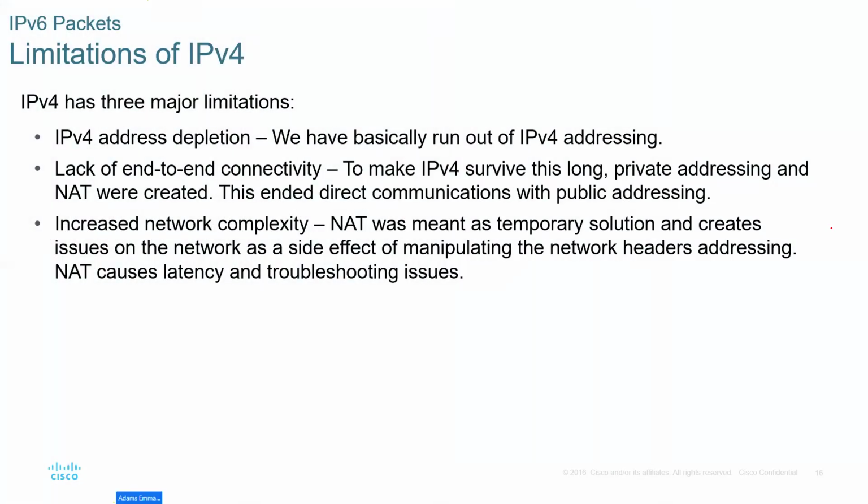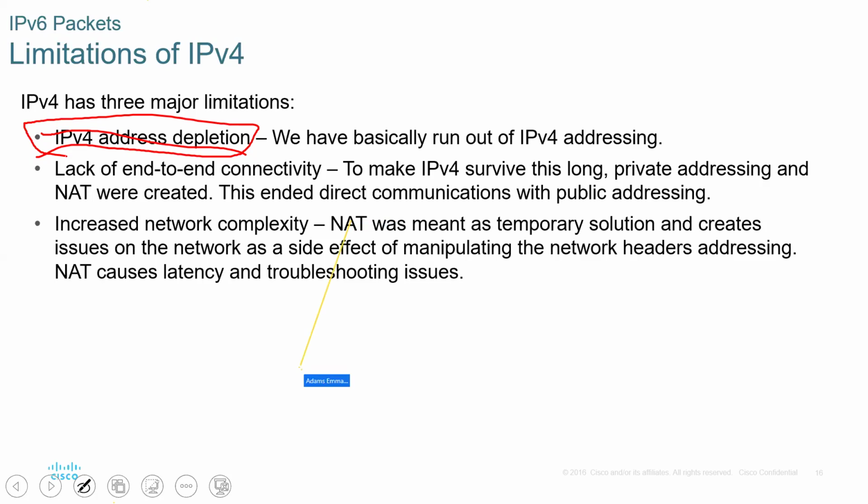First of all, the IP version 4 address has 3 major limitations. Number 1 is that the address is depleting. That means it's finishing. We have basically run out of IP version 4. It's basically finishing in the world because it is a 32-bit binary digit. So the number of devices, especially with the advent of Internet of Things, is running out IP version 4.